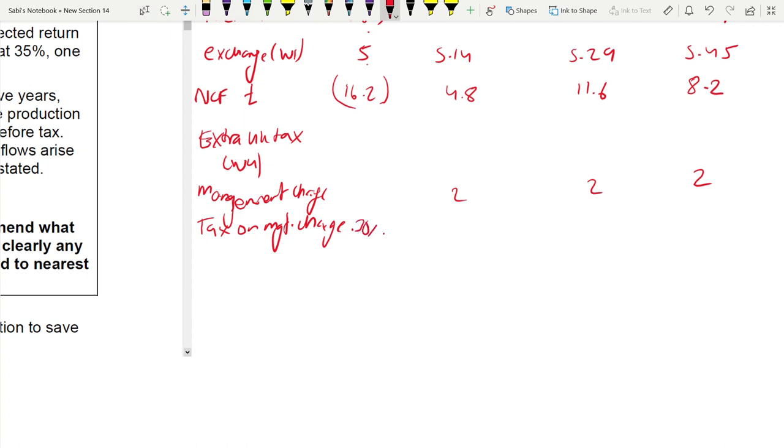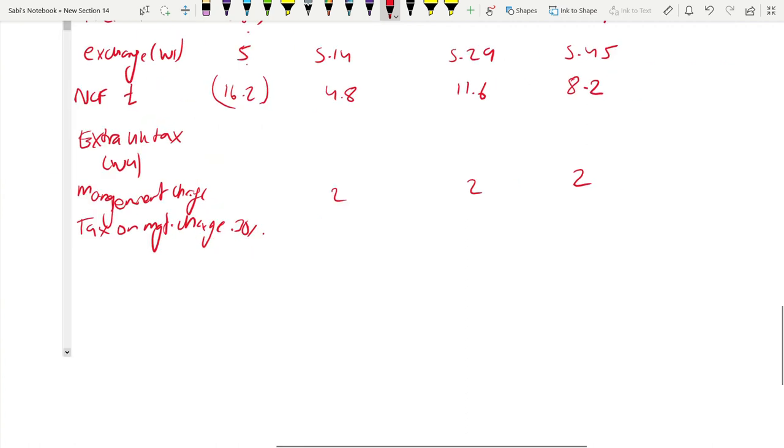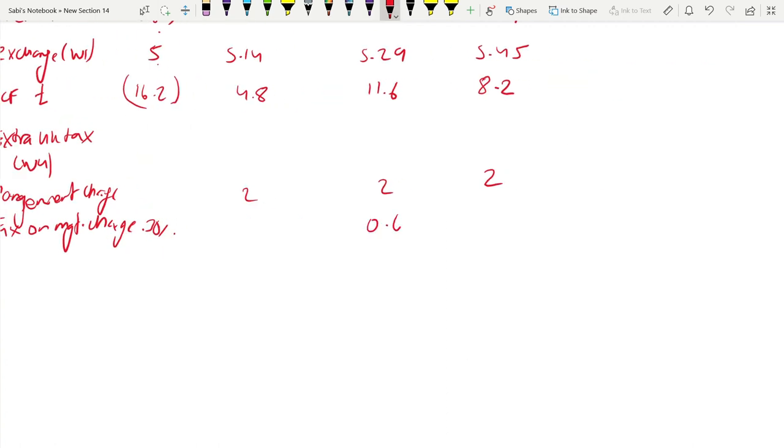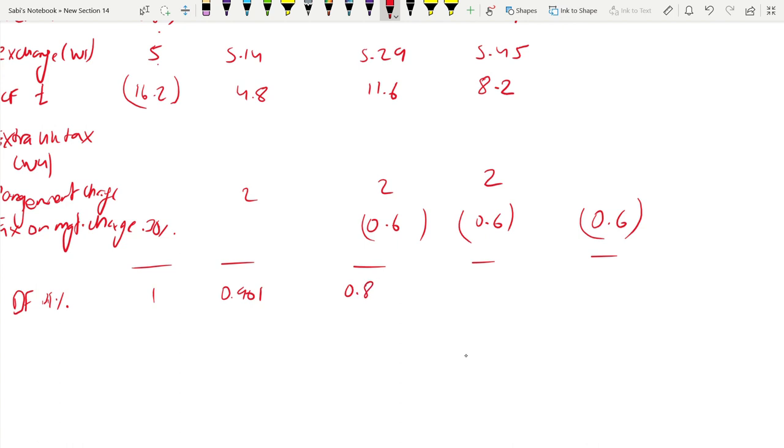30% of 2 is 0.6, which will be paid after 1 year. So here, 0.6, 0.6 and 0.6. You see, it went into the fourth year also. Now, discount factor, you can use 11%, the UK's discount factor, because you have brought everything to pounds. So 1, 0.901, 0.81, 0.731, 0.659, and the present value. Here it is 16.2, that is outflow.